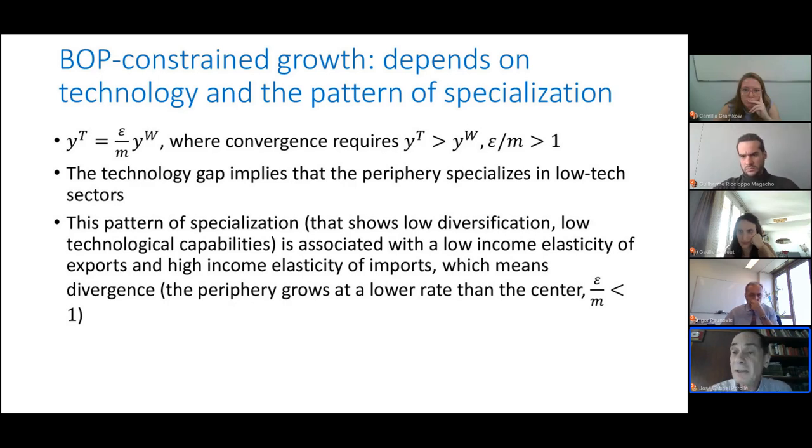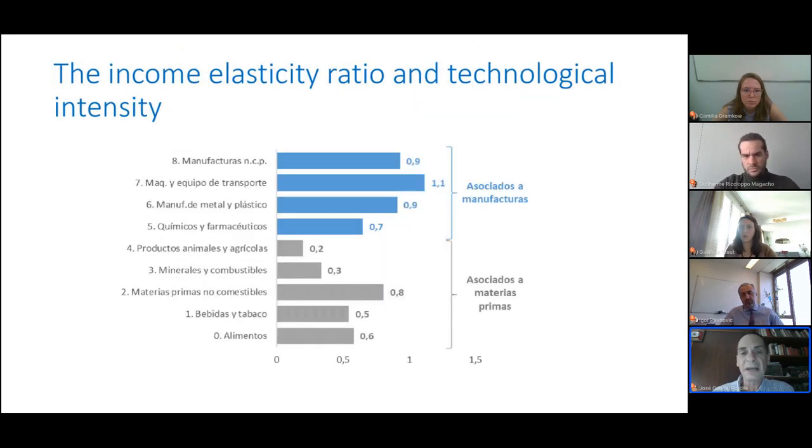And specialization in low-tech sectors, in primary commodities, means a very low income elasticity of exports and a very high income elasticity of imports. So this elasticity ratio will tend to be very low in the periphery. And if the periphery is to grow, it needs to change the pattern of specialization. It needs industrial policy to encourage structural change and change the income elasticities of exports and imports.